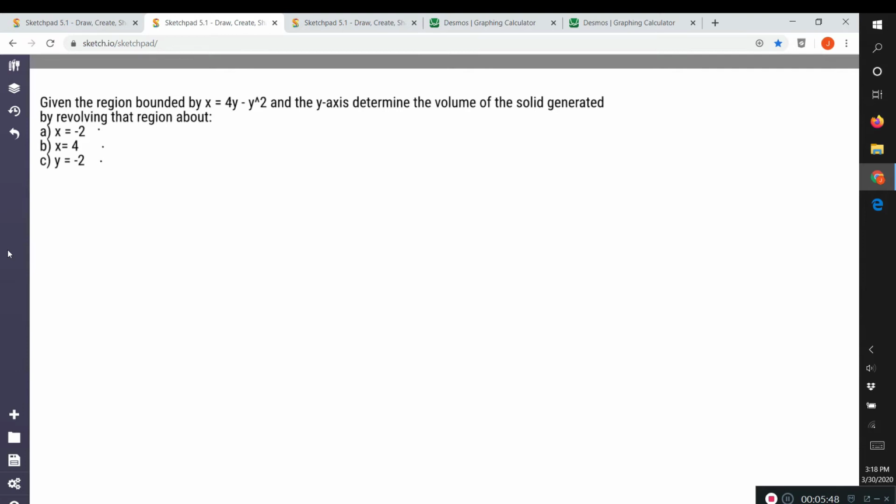So I'm going to draw a brief sketch here. Let's call this part A. And we want x equals -2 right there. And our curve, oh, that's pretty bad, but we'll go with it. There. Now I'm going to take out the shading there actually.